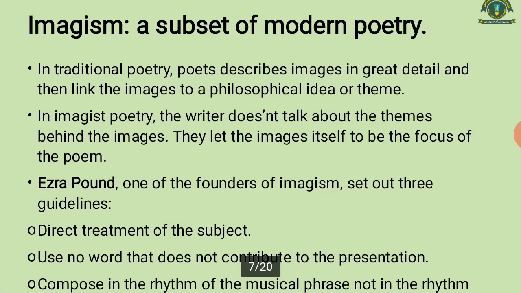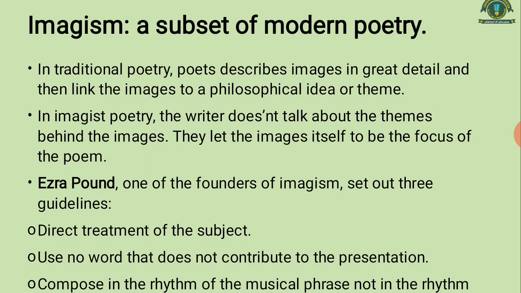Imagism is a subset of modern poetry. And in traditional poetry, poets describe, there is a mistake here, it says "poet describes," but it should be "poets describe." Sorry, this is a typing mistake. So poets describe images in great detail, and then link the images to a philosophical idea or theme.